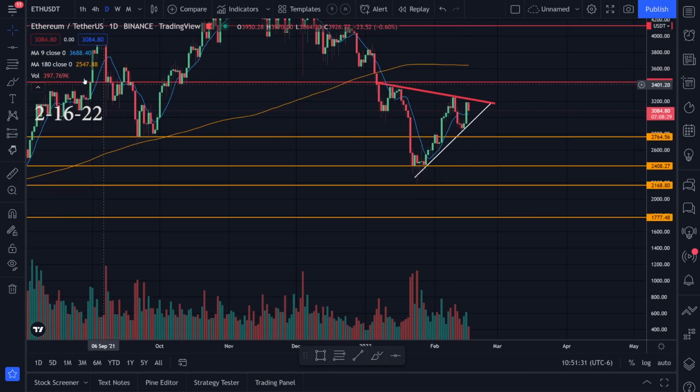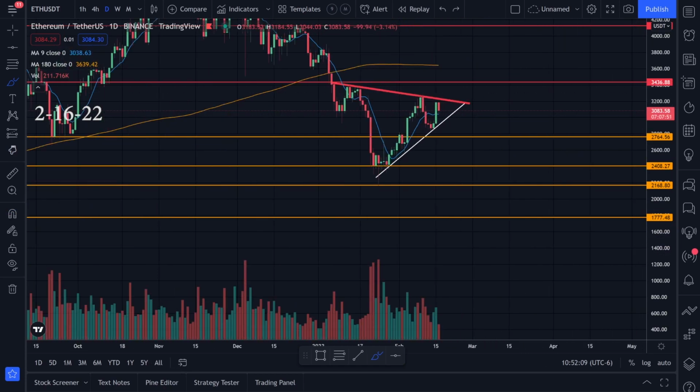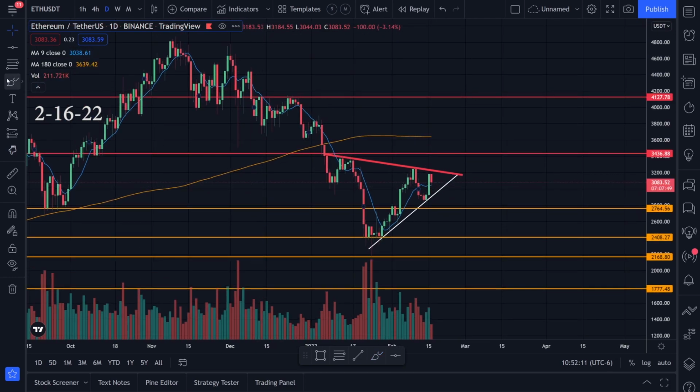I think in general, if we break this trend line going to the downside, these are the spots that I would be looking at. The first one is sitting around 2,764, and that's from this bottom right here. The next one is sitting around 2,408, and that is this bottom right here. The next one, this wick right here, is sitting around 2,168, and the bottom is around 1777, 1780 approximately. So yeah, let's see what happens. Are we gonna break to the upside over here, or to the downside?